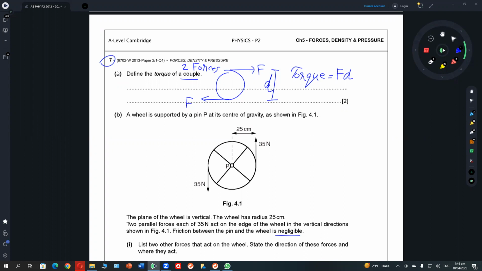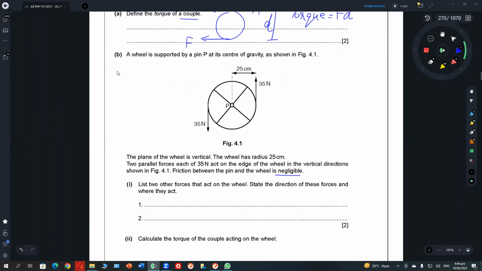So we can show, he's asking to show on the diagram or just write. So weight is downward.